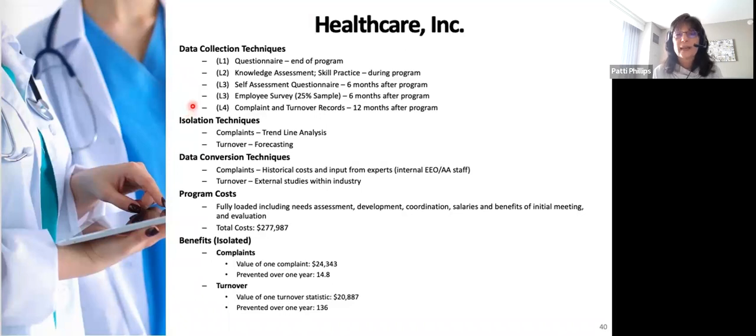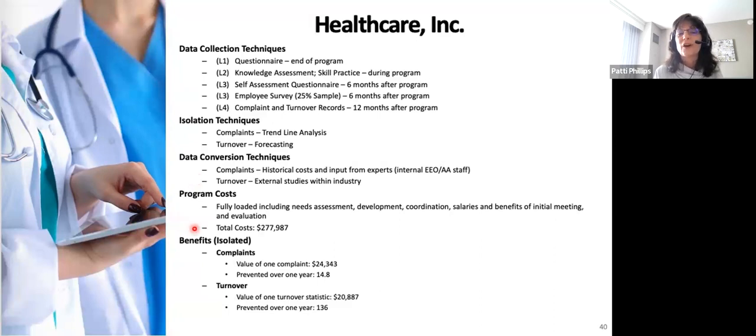And then their level 4 data were complaints and turnover. They just used the company records to collect those 12 months after the program. For their isolation techniques, they used trendline analysis to isolate the effects of the program on the reduction in complaints, and they used a forecasting model to isolate the impact of the program on employee turnover. To convert measures to money, they used historical cost and some input from their HR people to convert complaints to money. And then they used external studies to convert turnover to money.